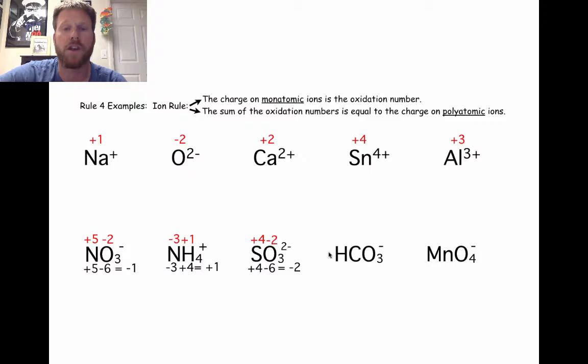Okay, I want you to pause the video and try these last 2 examples out on your own. When you think you got it, press play and check your work.